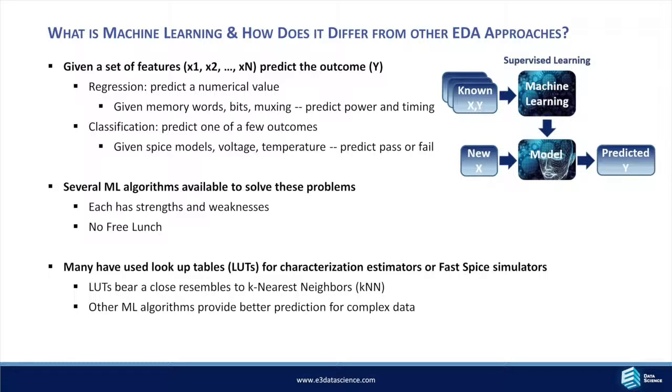So let's say we have a memory described by its words, bits, and muxing. We might want to predict its time or power value. Then there's classification, where we want to predict one of a few outcomes. Again, let's say we have SPICE models, voltage and temperature. This time we might want to predict whether a circuit is going to pass or fail.